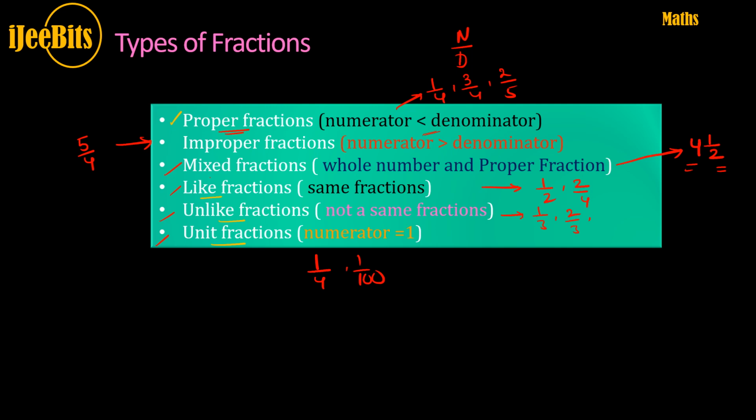Unlike means if you are given two fractions, even after simplifying, there exists a different number altogether, like 1 by 3, 2 by 3. Unit fractions are where the numerator is always 1. Whenever you see a fraction with numerator 1, we can say it is a unit fraction. This is a simple example with numbers. But what if there is a polynomial equation? Then how do you identify whether it is a proper fraction or an improper fraction? That we can describe in the next slide.